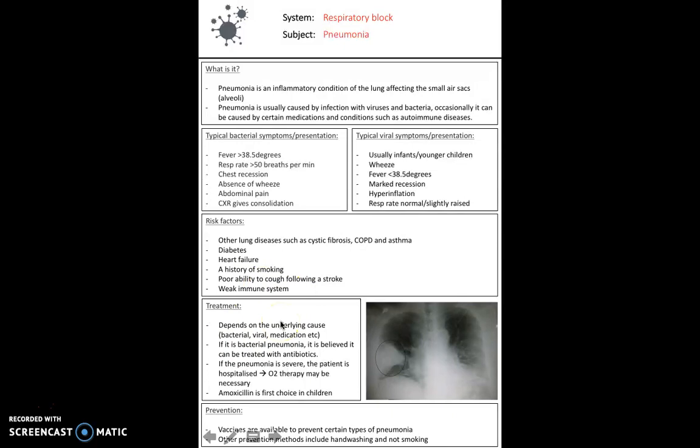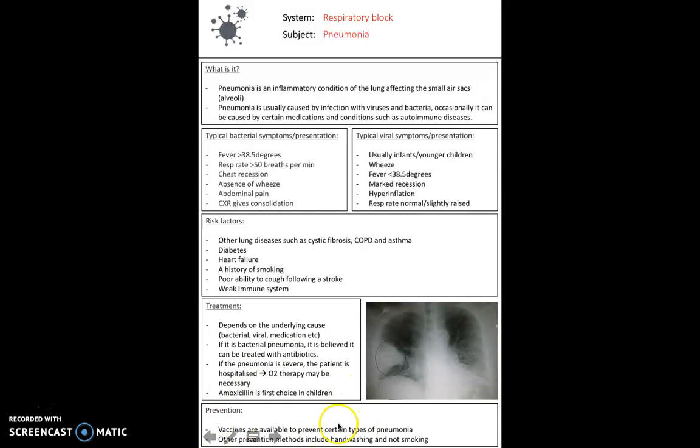Hospital-acquired pneumonia is another topic that is quite common. In terms of treatment, if a patient is severely ill with pneumonia, they'll be hospitalised and therefore they'll need oxygen therapy. If the pneumonia is bacterial, it can be treated with antibiotics, particularly amoxicillin in quite a big dose for children. But essentially the treatment relies on the underlying cause being found out, whether it's bacterial or viral, to decide the treatment.